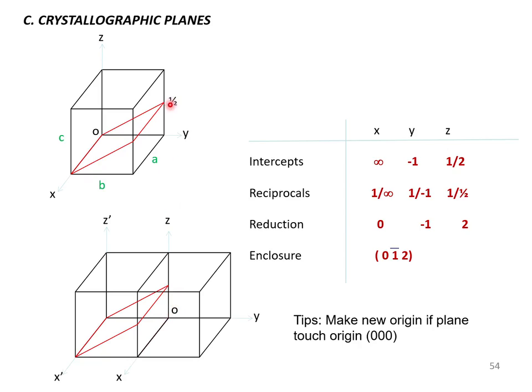The answer is given as half for z, so you write the intercept is equal to half. So 1 over infinite you get 0, 1 over -1 you get -1, 1 over half you get 2. Because all of these are integers, no more reduction is needed, so you just put the negative as a bar on top of the 1. The final answer is 0, -1 bar, and 2.